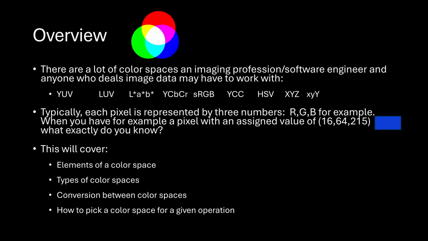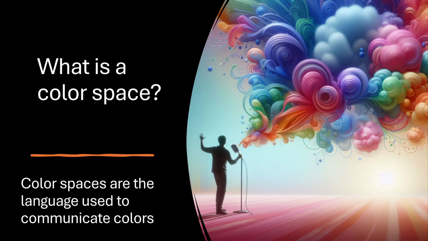All right, pun intended. So what's a color space? A color space is the language used to communicate colors. And like languages, some are better at saying things than others. They require translation from one to another. And some things just can't be said well in one, but can be said in another. So in a nutshell, that's what we're going to be talking about today.